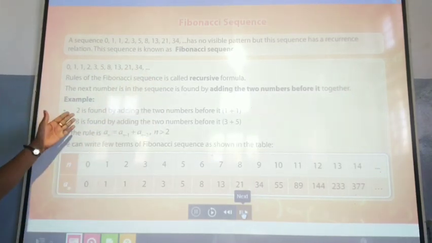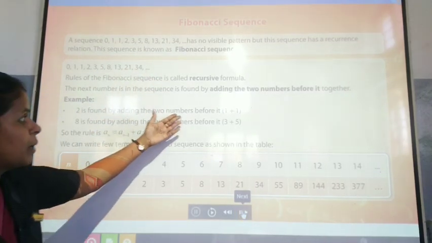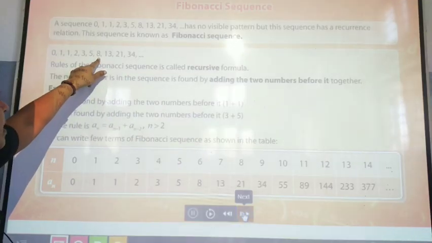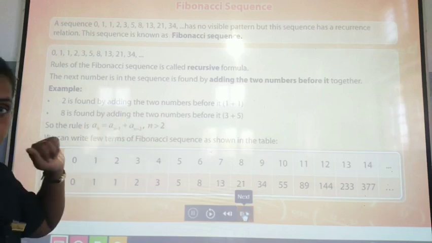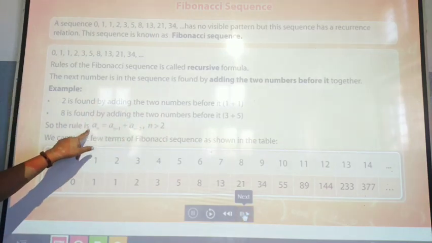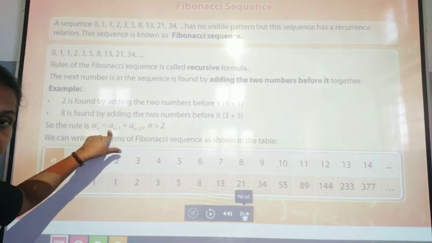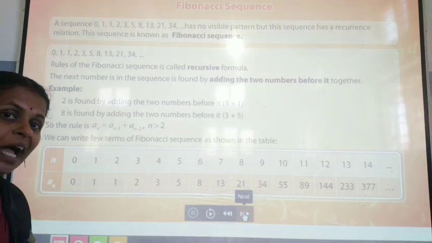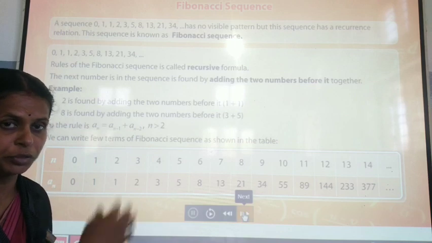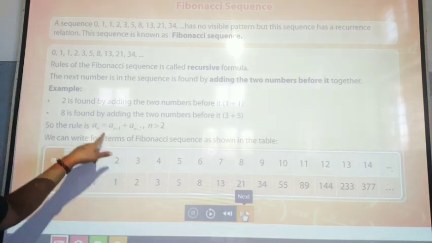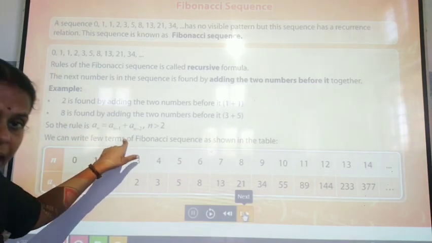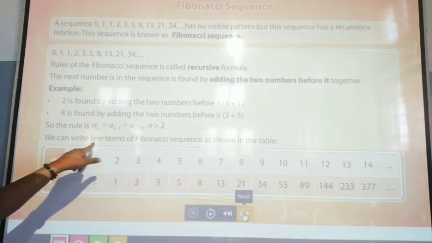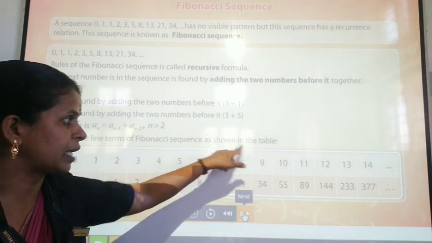Okay, so for example 2 is found by adding the two numbers before it, 1 and 1. ലെ 2 കിട്ടുന്നത് എങ്ങനെ, ഈ 1 1 ആഡ് ചെയ്തിട്ടാണ്. 8 means we will get before the number 3 + 5. Okay, then etc. So the rule: an is equal to an minus 1 plus an minus 2. അതായത് an എന്നുള്ള നമ്പർ കിട്ടണമെങ്കിൽ അതിന് തൊട്ട് മുന്നിലെ 2 ടേംസിൻ്റെ സം ആയിരിക്കണം അല്ലേ. ദാറ്റ് ഈസ് അതിന് തൊട്ട് മുന്നിലെ 2 ടേംസ് ഏതൊക്കെയാണ്? an minus 1 and an minus 2. Okay, n greater than 2. So we can write few terms of the Fibonacci sequence as shown below.